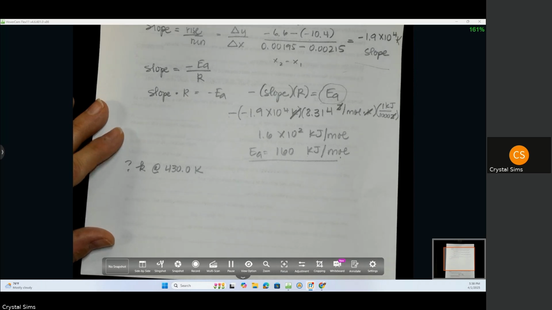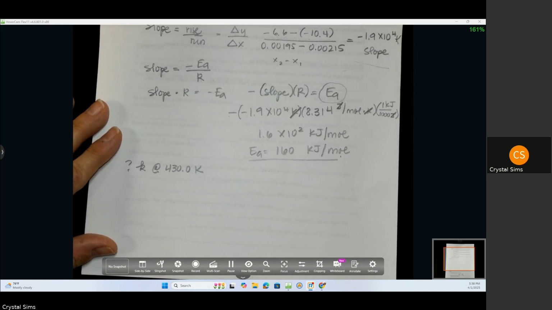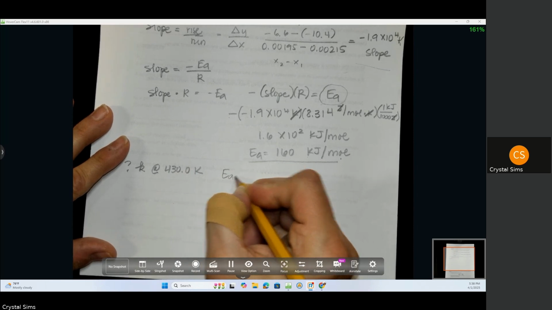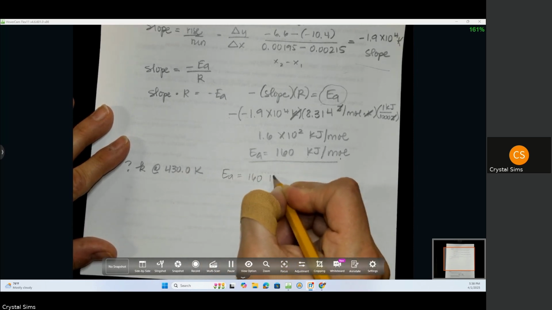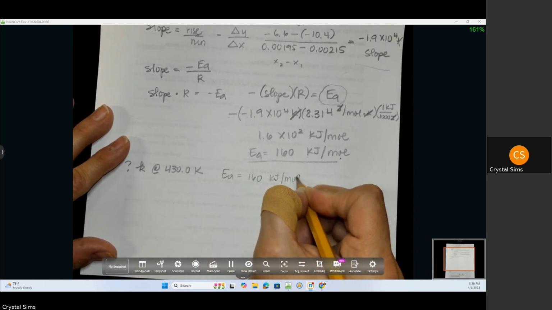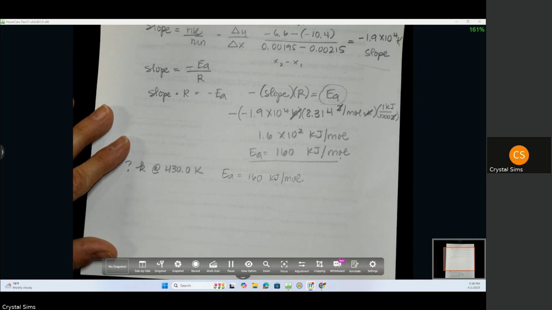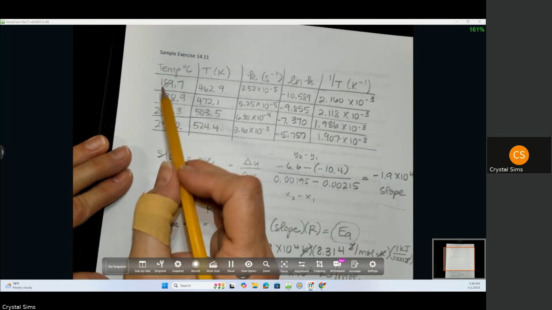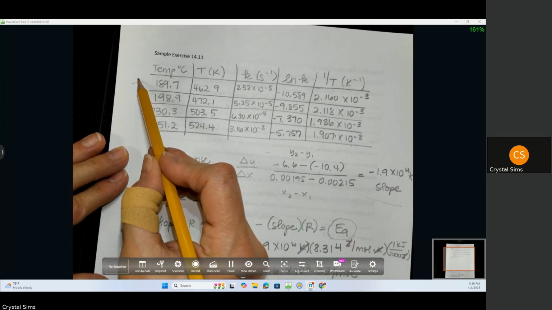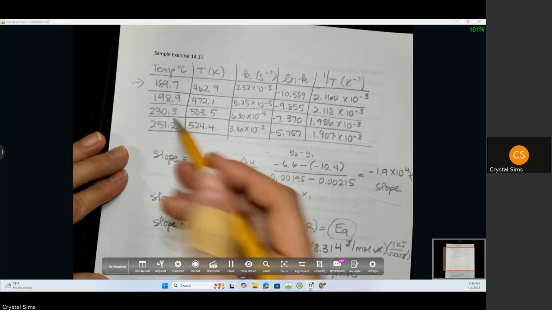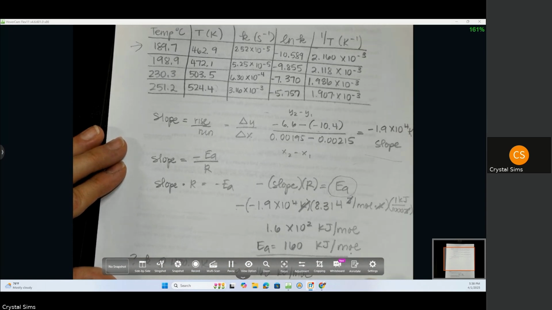Okay. So we're going to say we've calculated our activation energy, so we know what that is. And we're going to use one of our rate constants here. So we'll just use this first line. Remember, we can use any line that we want to, but we're just going to use that very first line there.